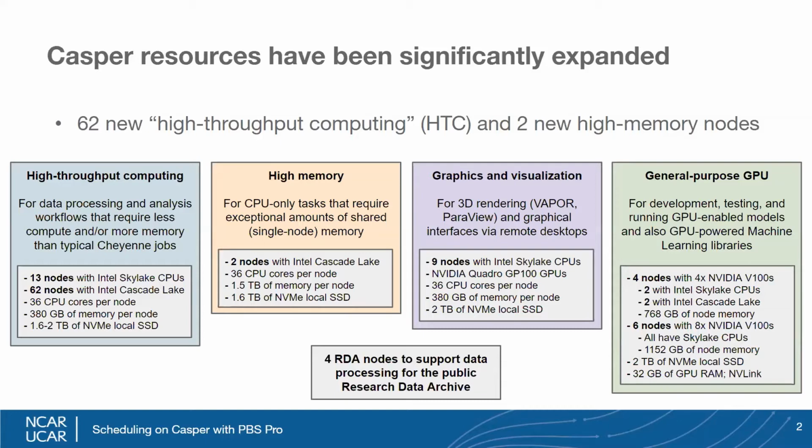2 of those have Skylake CPUs, and 2 of them have Cascade Lake, and all of them have 768 gigabytes of node memory. And then there are these 6 nodes that actually have 8 V100 GPUs, and all of those have Skylake CPUs and over 1 terabyte of node memory. And otherwise, they have 2 terabytes of the NVMe, solid state disk, and then 32 gigabytes of GPU RAM per GPU, so per V100. So sometimes, you may be limited by memory, but it's actually the GPU memory that you're limited by and not the node memory. So that's something to be aware of as a distinction.